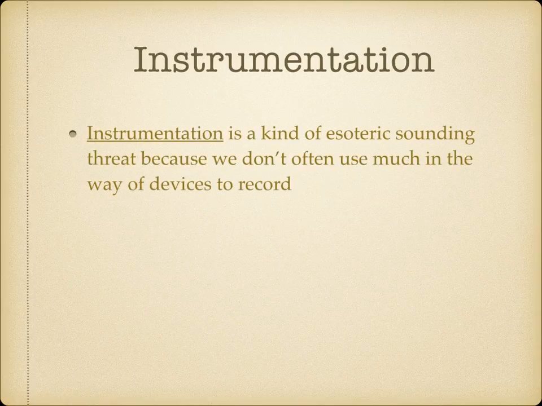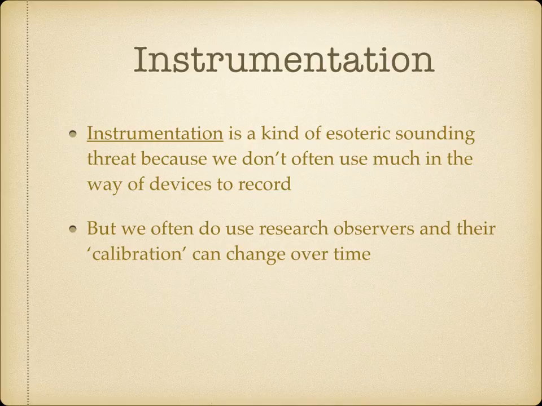Instrumentation, it sounds kind of esoteric because we don't use much in the way of devices to do recordings in psychology. At least that's the way most students especially think. We actually use a lot more electronic and mechanical measurement systems than you might imagine. We do use research observers a lot. And one of the things that can happen is those research observers can have a change in their calibration. Just like a piece of equipment can change its calibration, so can an observer.